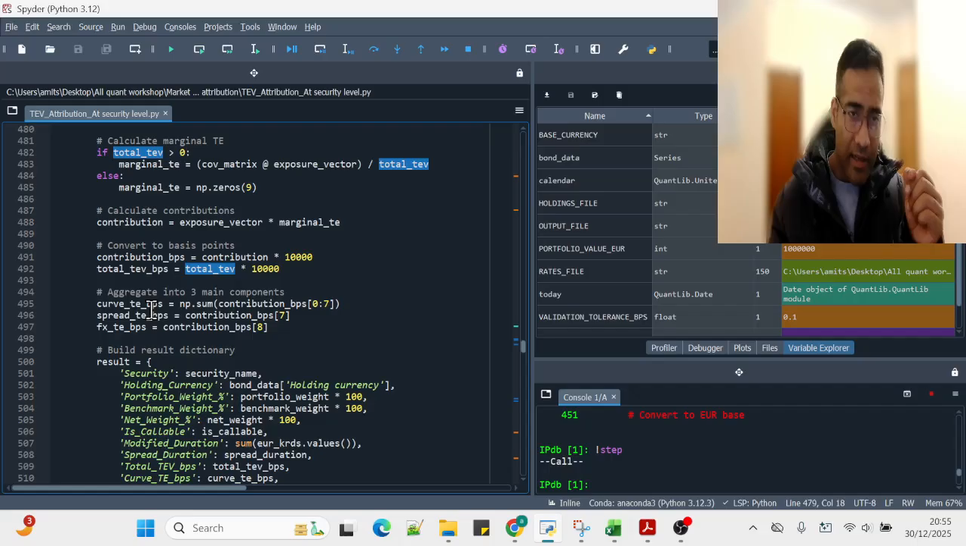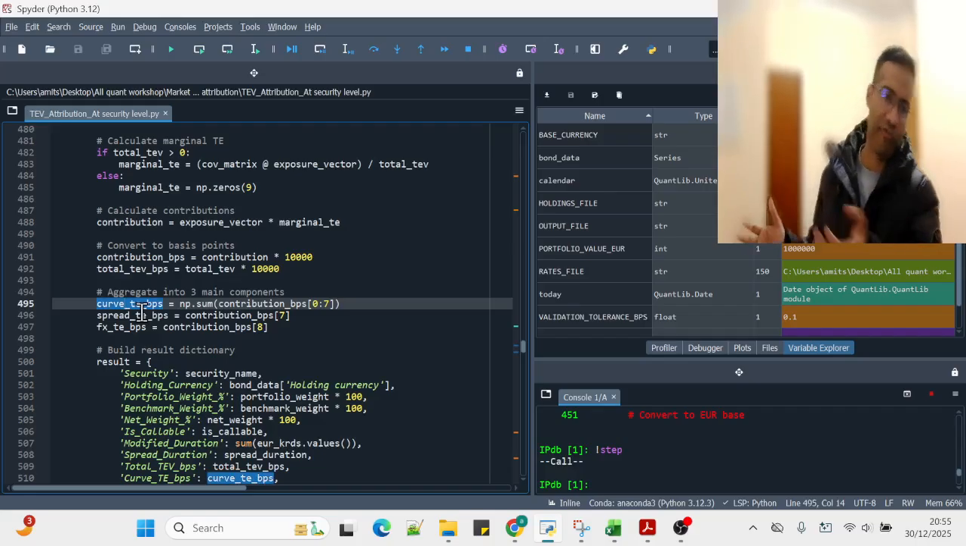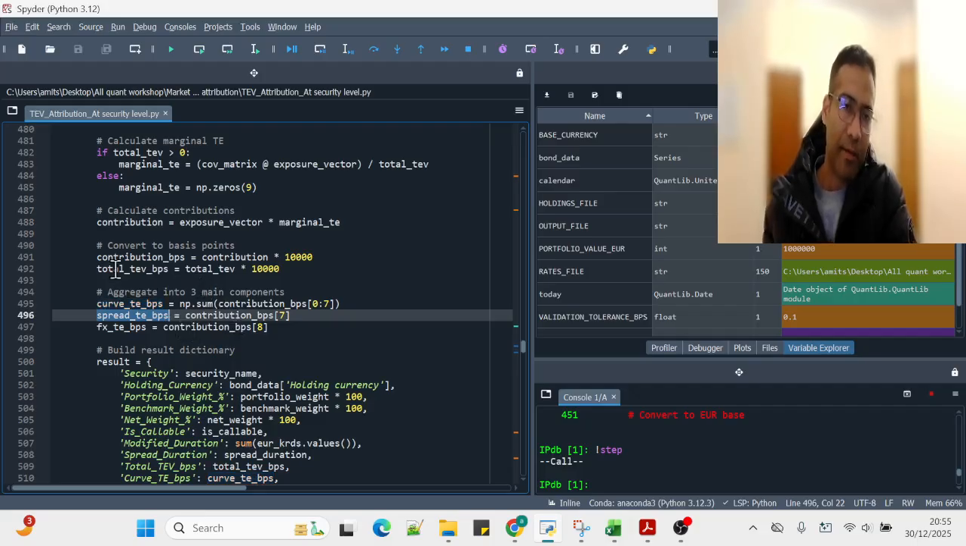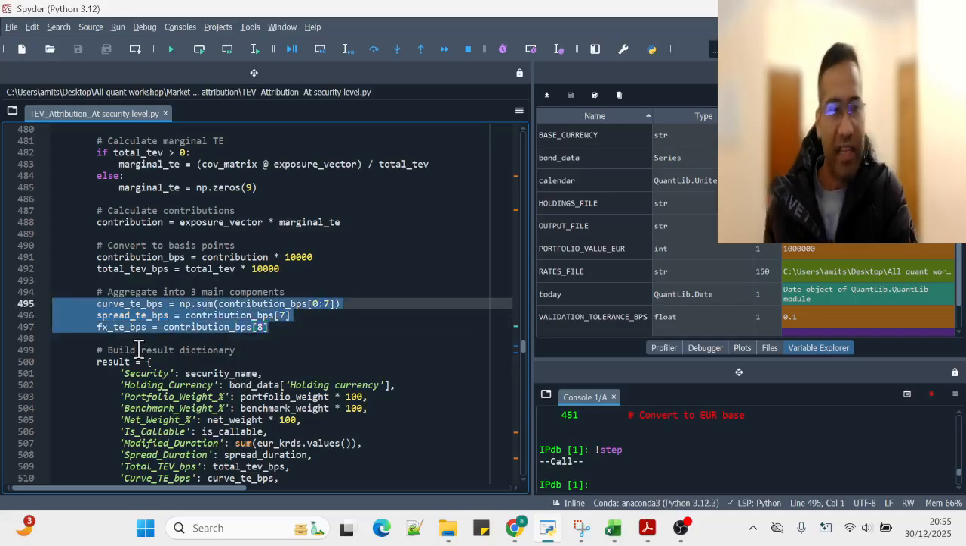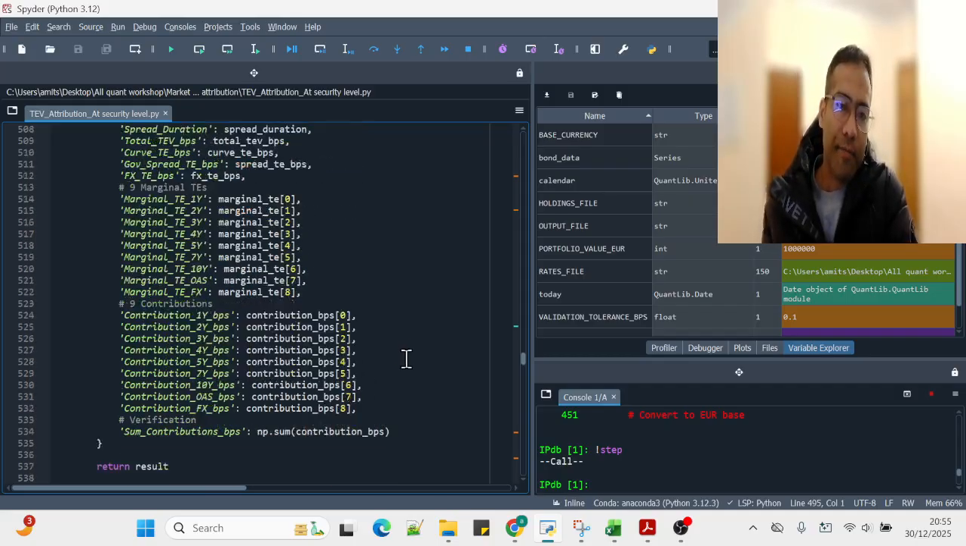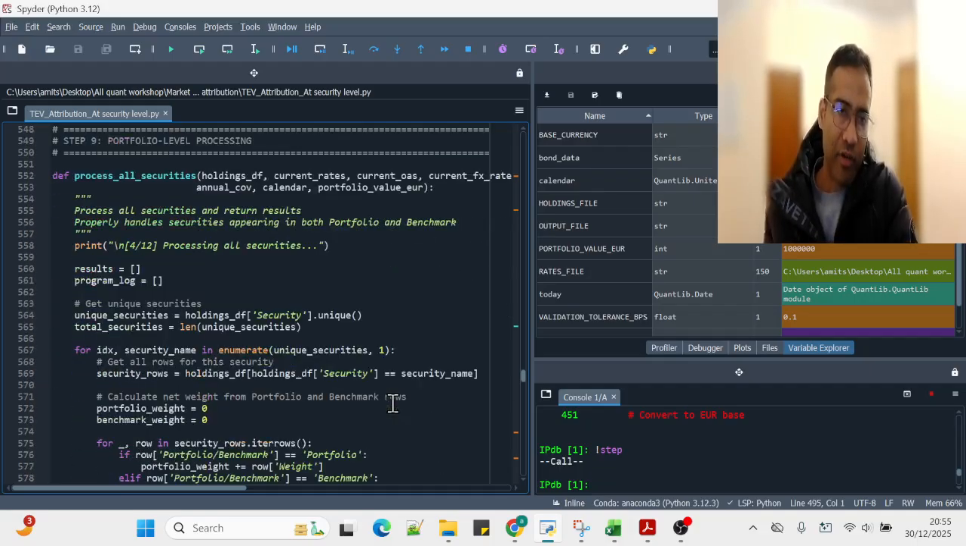Now you can sum your total TEV. This is curve. Curve means rates, simple. And spread means your credit spread TEV, and your FX tracking. Now you have the contribution for all the risk factors, and you have marginal TE for all the risk factors as well. Now you just send all this data to a file or report. Now we will see what that data looks like.